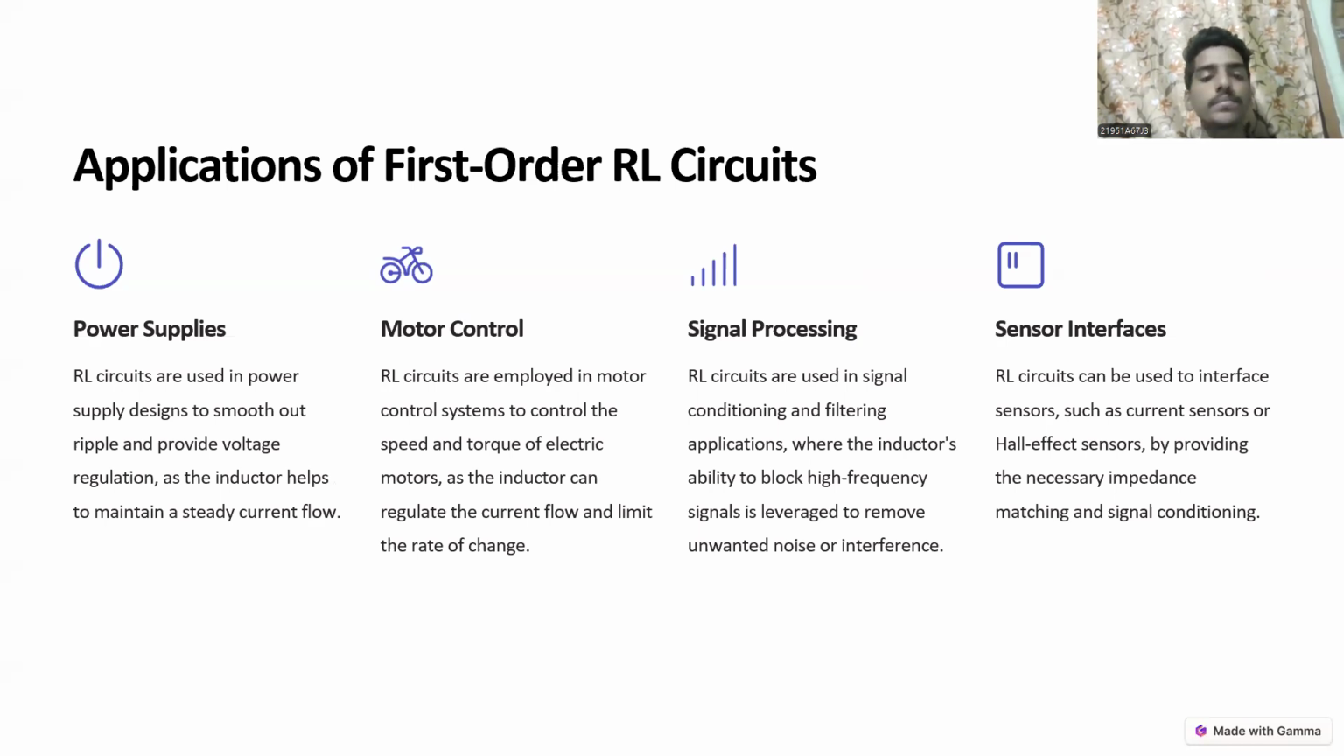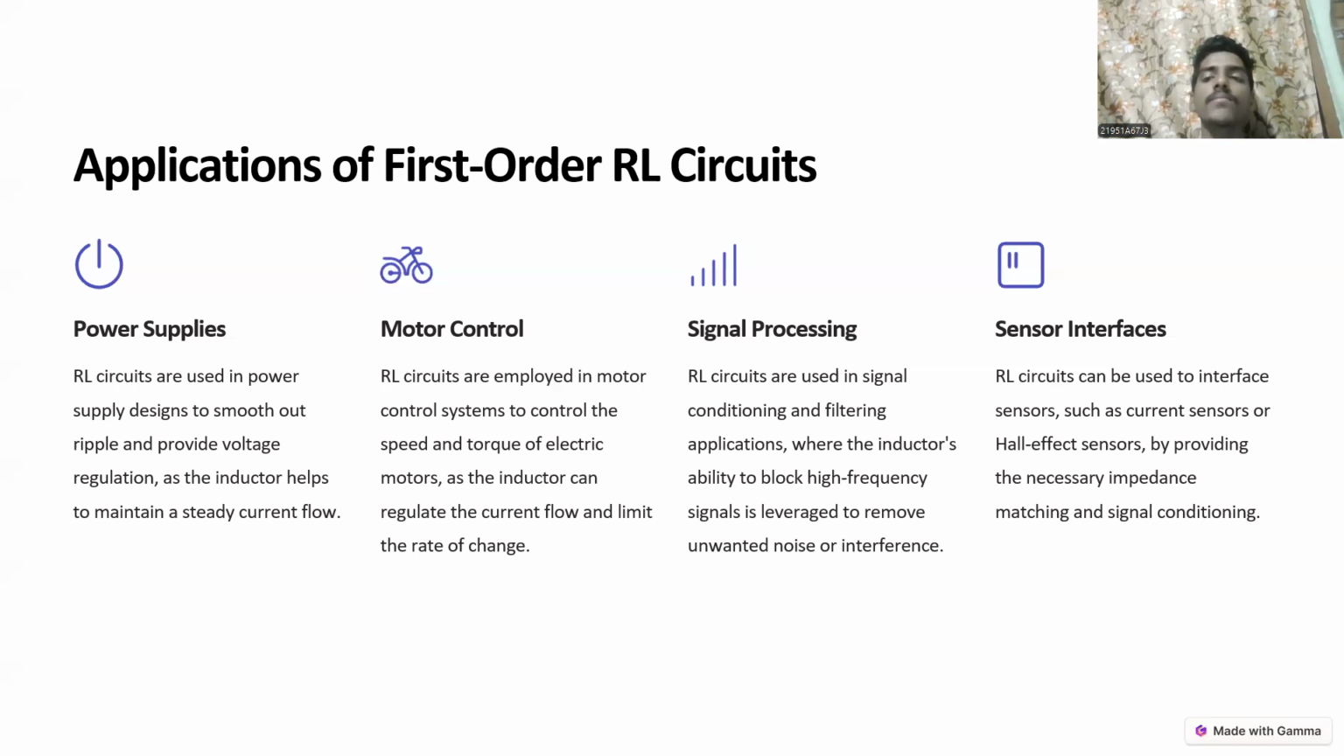Motor control. RL circuits are employed in motor control systems to control the speed and torque of electric motors, as the inductor can regulate the current flow and limit the rate of change.